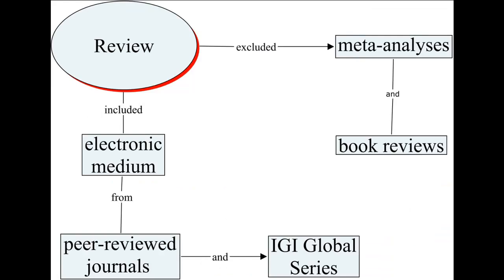This is a review of 10 studies from peer-reviewed educational technology journals and books from the IGI Global Series. Because all sources were selected from educational technology journals and books, all included an electronic medium. The analysis only included sources with the words student achievement, learning, or performance as part of the title. To be included as part of the analysis, the journal sources had to include research participants. This means that meta-analysis and book reviews were excluded.